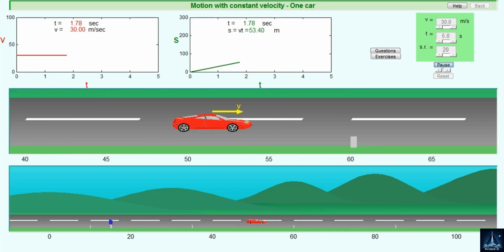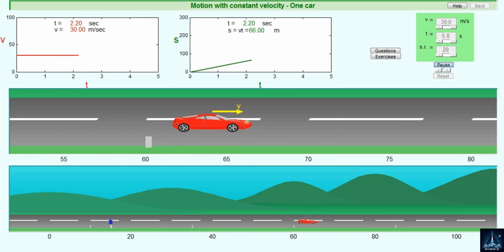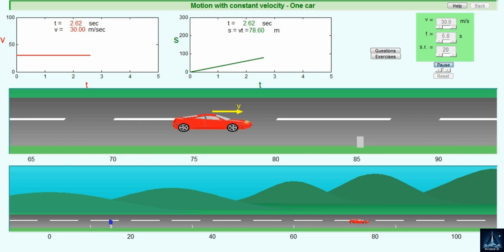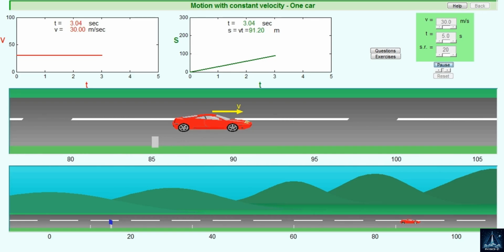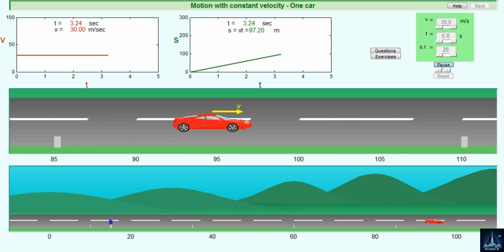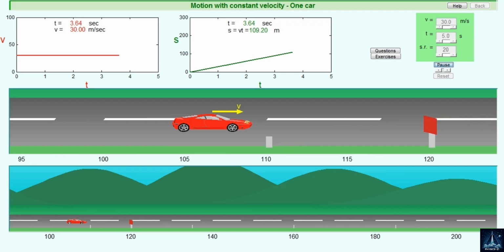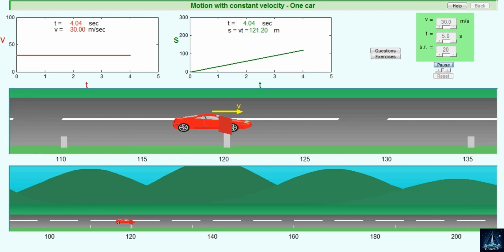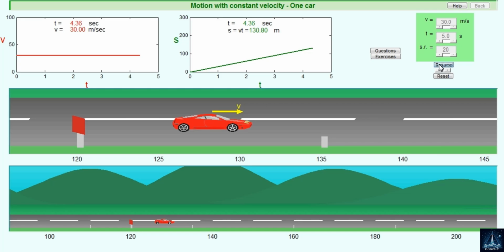The plots of the velocity and the distance traveled versus the time are shown. We observe that the velocity remains constant whereas the distance increases linearly versus the time. We can interrupt the motion simulation.